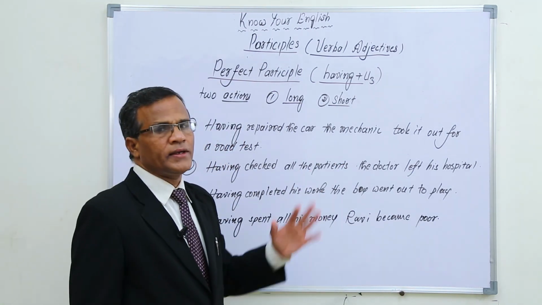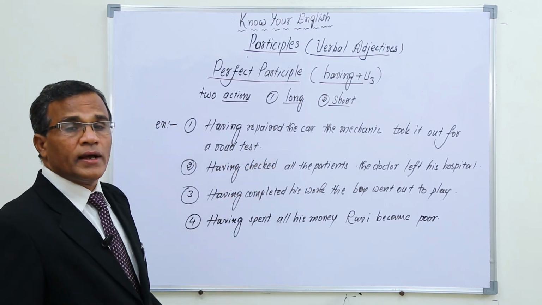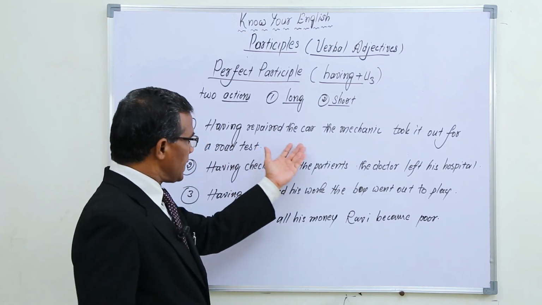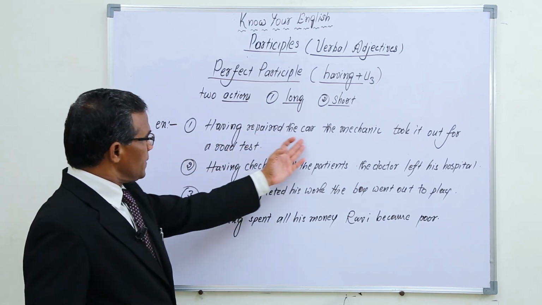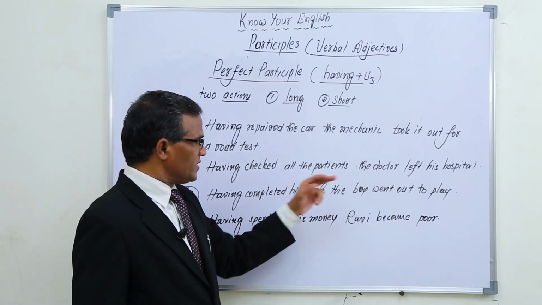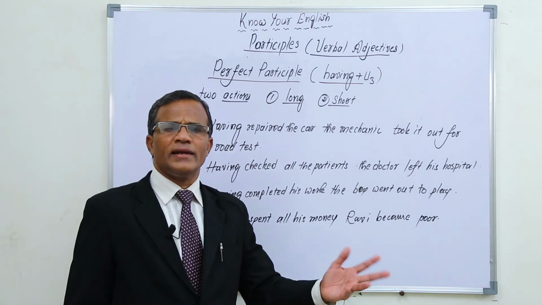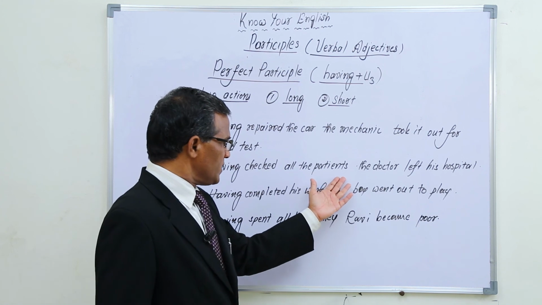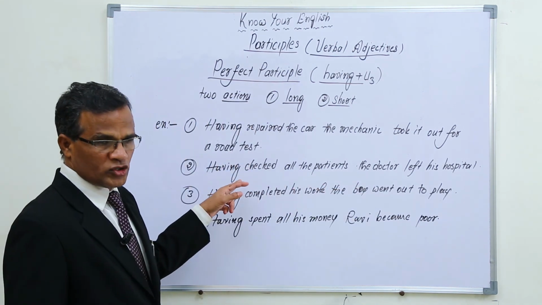So in such a way, just like we use two sentences by joining two sentences with and like that, we can use having plus V3 also. Having repaired the car, the mechanic took it out for a road test. In the same way, having checked all the patients, the doctor left his hospital. Means he checked all the patients and left the hospital. Such a way, having checked all the patients, the doctor left his hospital. Having checked. So this is long action.